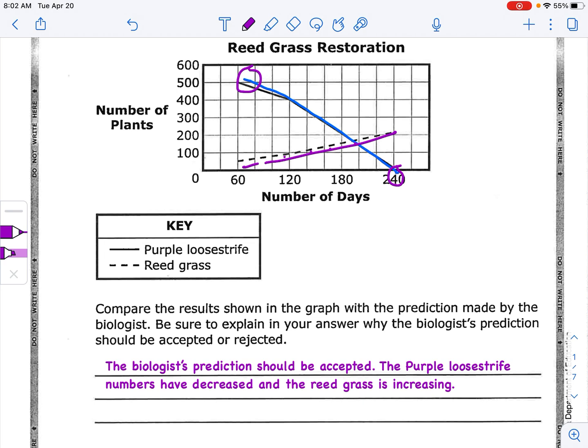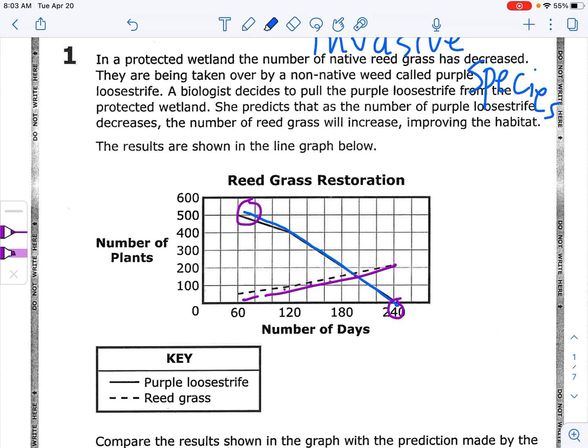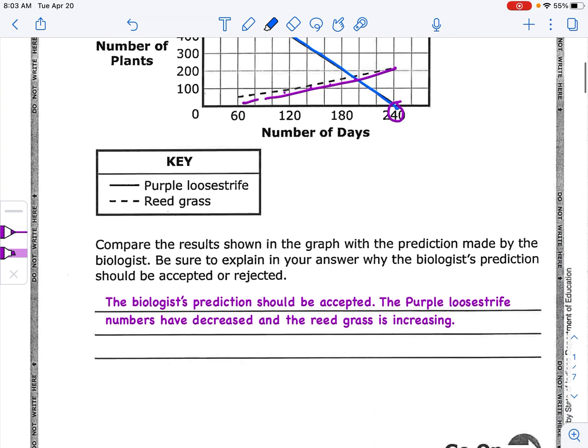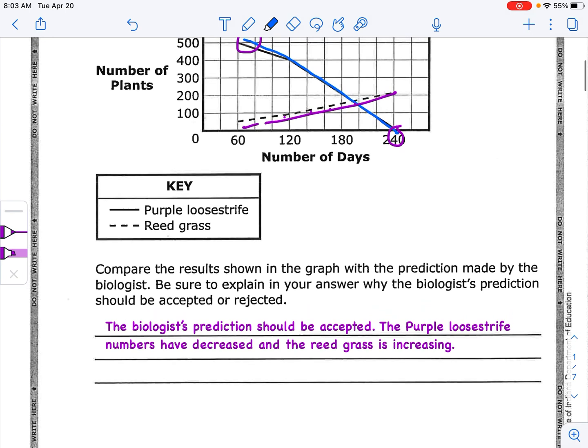Compare the results shown in the graph with the prediction made by the biologist. Be sure to explain in your answer why the biologist's prediction should be accepted or rejected. Well, if we look at what her prediction was, that as the number of purple loosestrife decreases, the number of reed grass will increase, that is exactly what happens here. The biologist's prediction should be accepted. The purple loosestrife numbers have decreased and the reed grass is increasing.